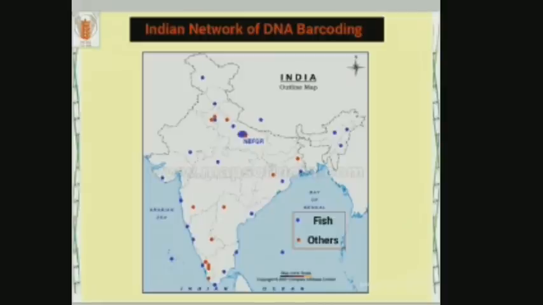This is a kind of network. Here I want to mention that in fish species, ICAR-National Bureau of Fish Genetic Resources is a pioneer bureau in the country in cataloging and sustainable utilization of aquatic, mainly fish, biodiversity resources. They initiated the barcoding of fish species in 2005. Now, across different parts of the country, people are working on different groups of fish species.